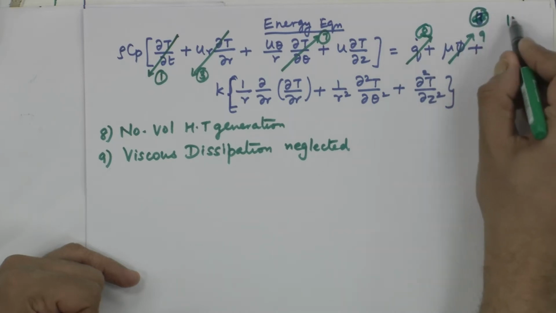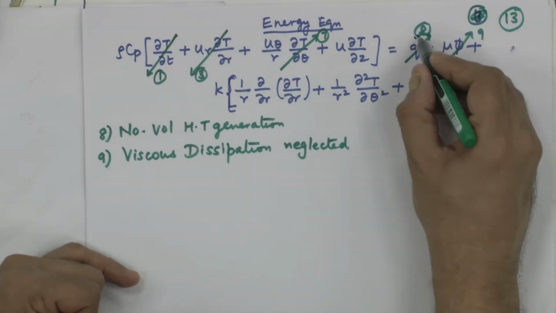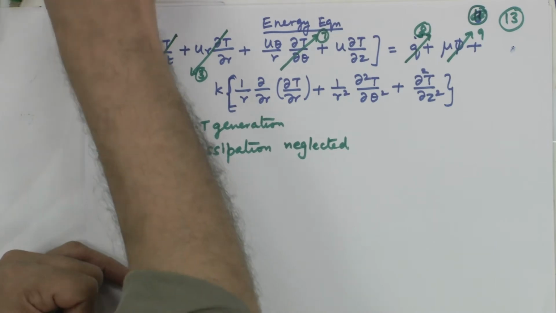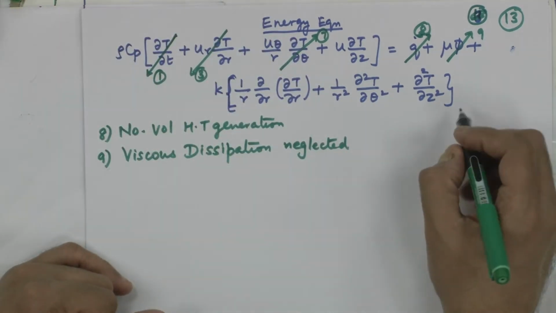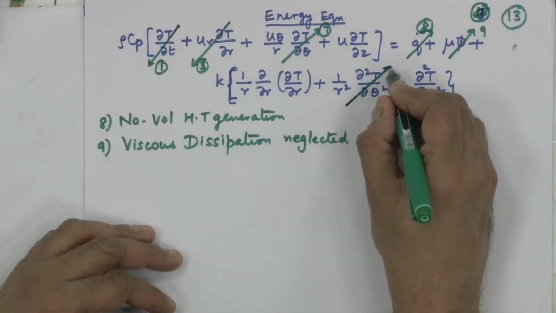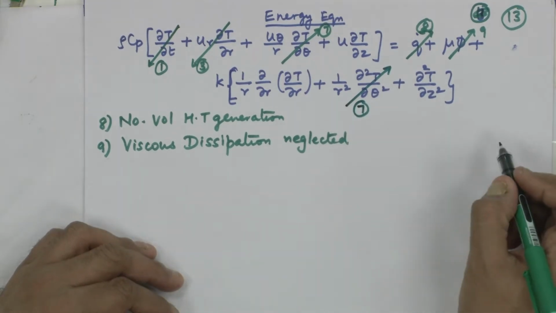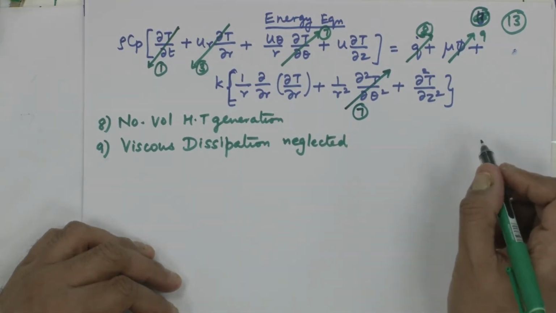So, this is slide number 13. Okay, assumption 8 was no volumetric heat generation, assumption 9 is viscous dissipation neglected. Again, this is going to 0 because d by d theta of any quantity is 0.